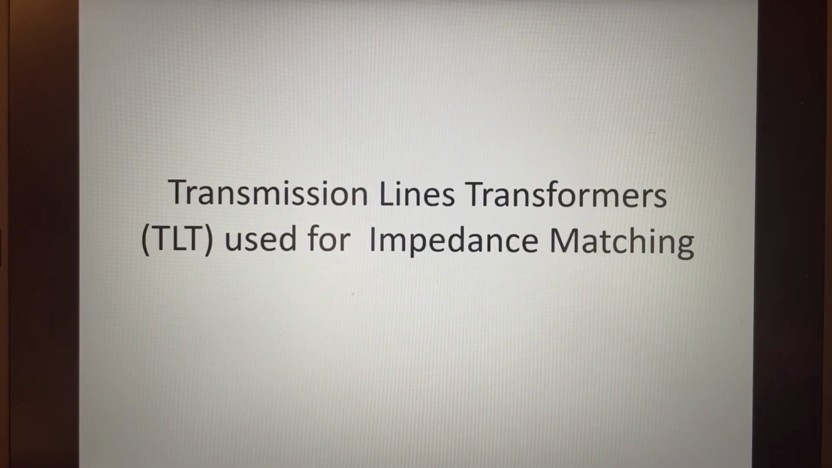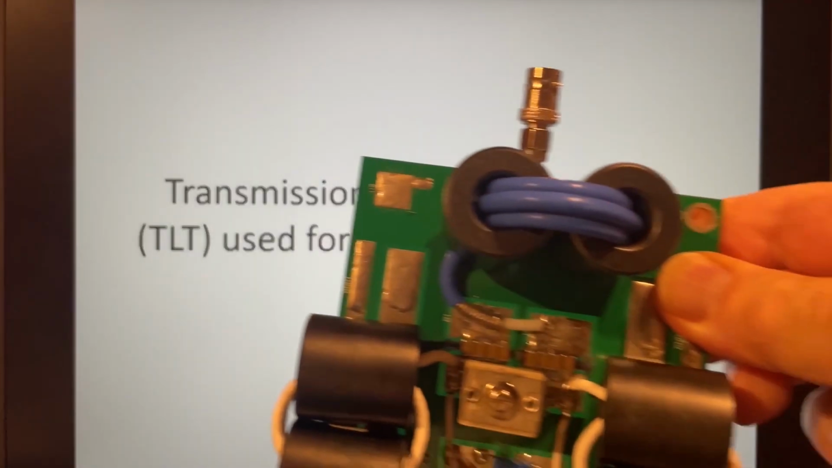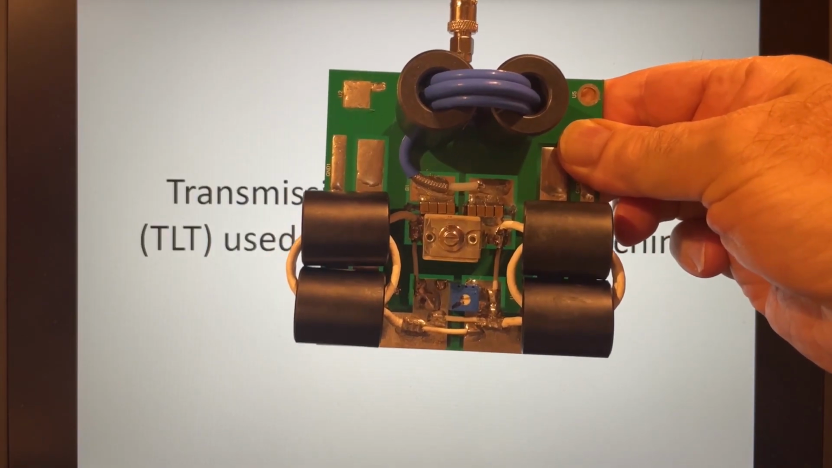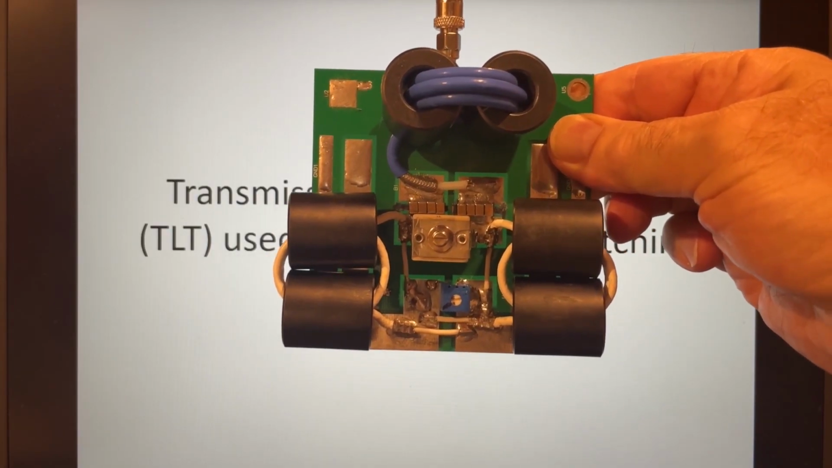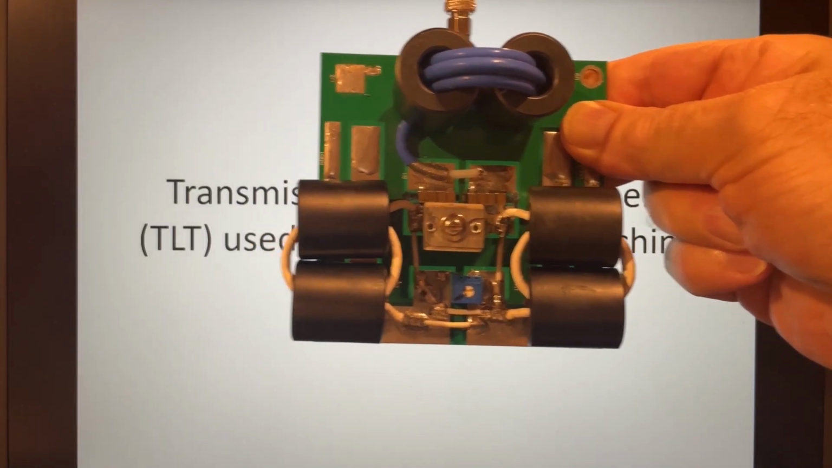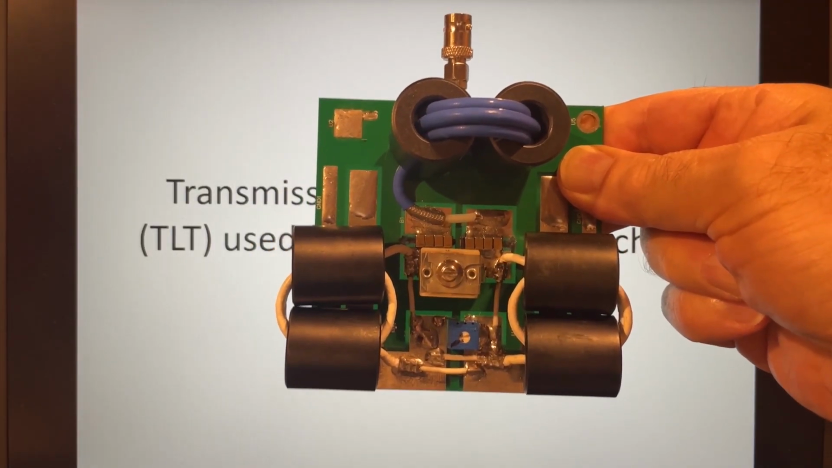RF Man here. Today we're going to talk about transmission line transformers, or TLTs, that are used for impedance matching. You might recall from part 1 of this video series that this is the type of transformer we're talking about, wound with low impedance coax and ferrite cores. So this is the kind that we'll be discussing.